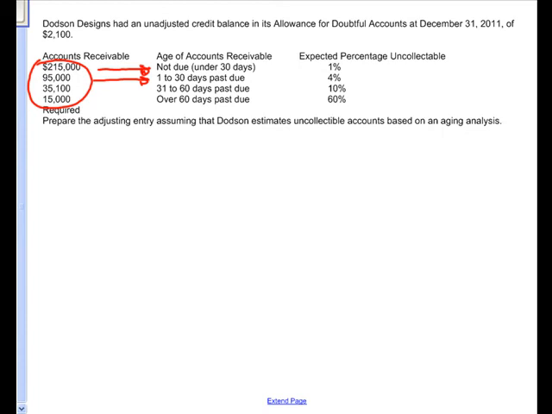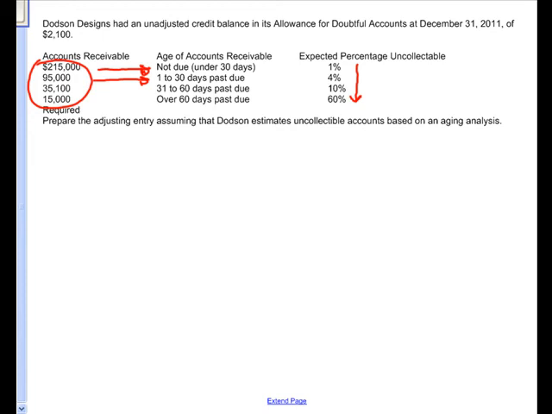You'll notice that as the invoices, or as the accounts receivable, get older, the expected percentage that we're going to be uncollectible becomes larger as well. The theory is that the older the accounts receivable, the longer it takes for our customers to pay us, the more likely we are not to collect the money from the customers.